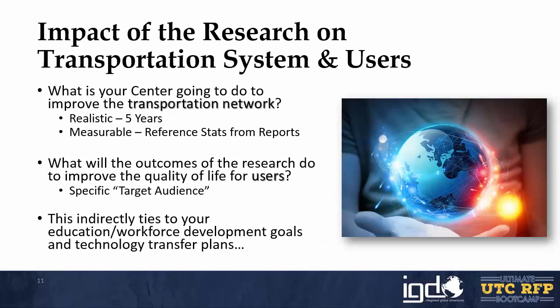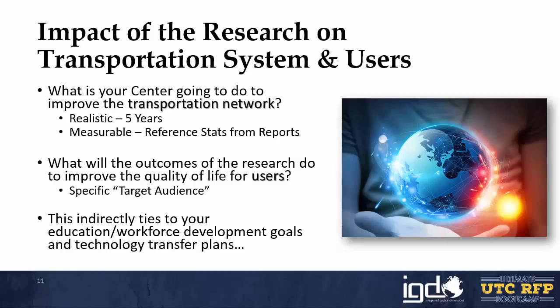So the fourth and final section of the research abstract is really looking at the impact of your research on the transportation system and its users. In essence, what is your center going to do to improve the transportation network? And let's be realistic about this, you have only 5 years. So when you put this information together, don't overpromise, because the reviewers are going to see right through it.